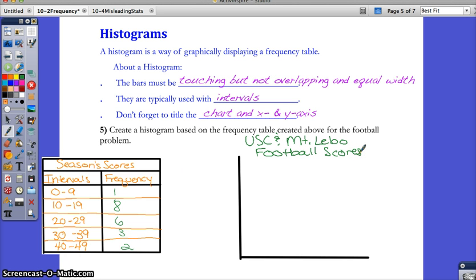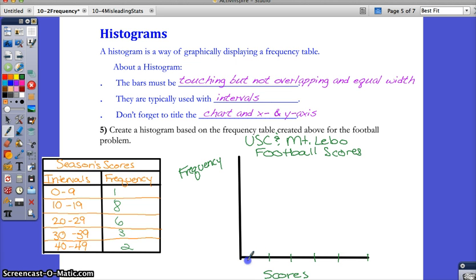Now on a histogram, the frequency is going to be your y-axis, and your x-axis is going to be whatever your intervals are about. Our intervals are categorized into scores. We have 1, 2, 3, 4, 5 intervals, so we're going to need 5 bars. So try to break it up evenly. And they're going to go right next to each other.